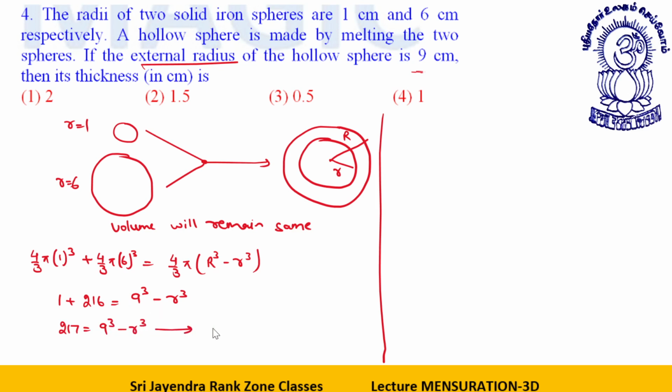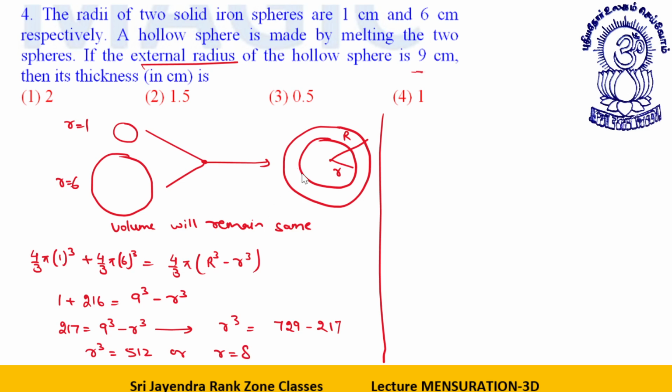From here, what do I get? r cube is equal to 729 minus 217. 9 minus 7 is 2, 2 minus 1 is 1, 7 minus 2 is 5. From here, you get r cube is equal to 512, or r is equal to 8.